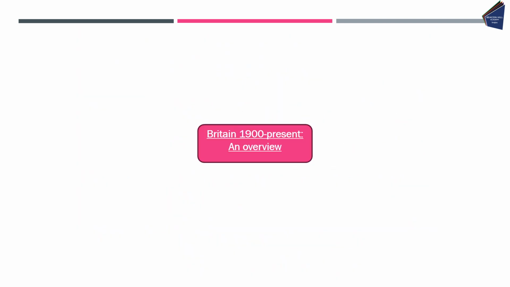So firstly, we have an overview of modern Britain. A lot of you will be familiar with this period of history, and that's great, obviously, if you get a modern question in the exam. So we're going to start off with society.